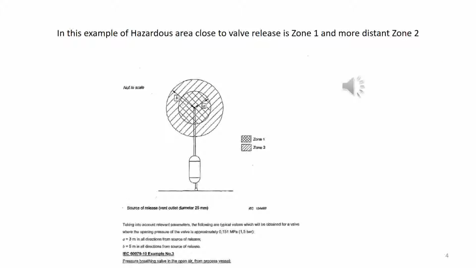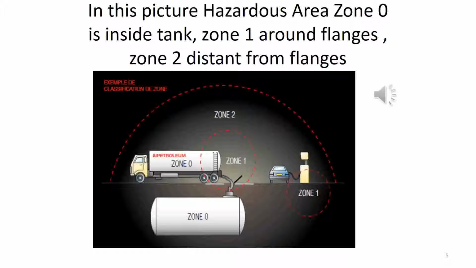In this example of hazardous area, close to valve release is Zone 1 and more distant Zone 2. In this picture, hazardous area Zone 0 is inside tank, Zone 1 around flanges, and Zone 2 distant from flanges.